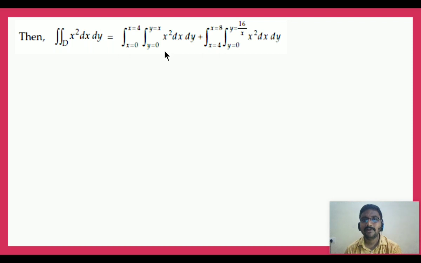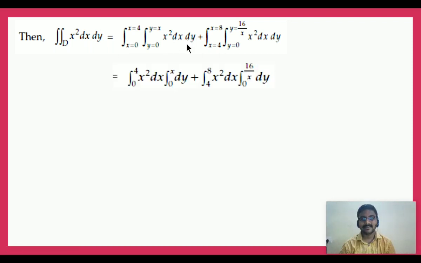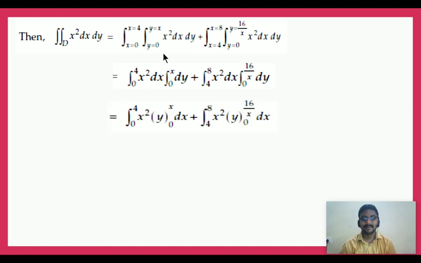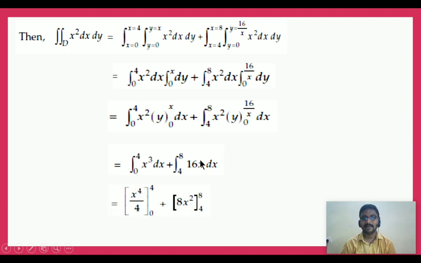Now we can evaluate the double integral easily, integrating first with respect to y and then x. Substituting upper limit as x and lower limit as 0 in the first integral. In the second one, substituting upper limit as 16 by x and lower limit as 0. Now the double integration sum is reduced to a single integration, which can be easily evaluated. x cube integration is x power 4 by 4. 16x integration is 16x square by 2.